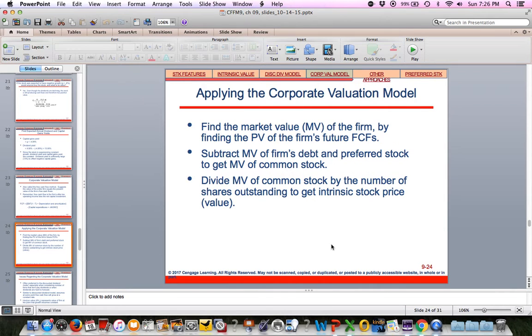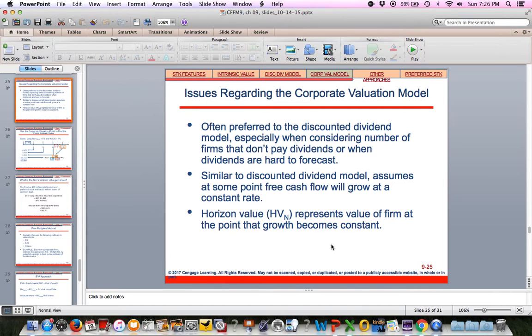So to find the market value of a company, we find the present value of all future free cash flows. We subtract the market value of debt and preferred stock to get to the market value of common stock. We divide the market value of common stock by the number of shares outstanding to get an intrinsic stock price, or a value per share of common stock is the way I should say it. Often preferred to the discounted dividend model, especially when considering the number of firms that don't pay dividends or when dividends are hard to forecast.